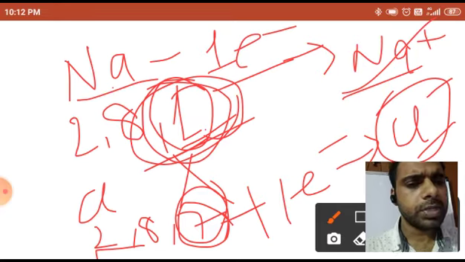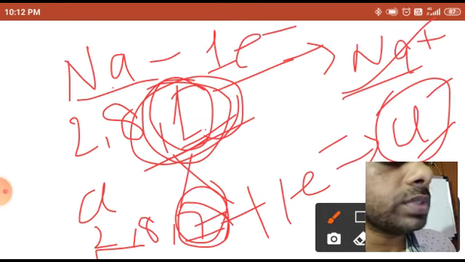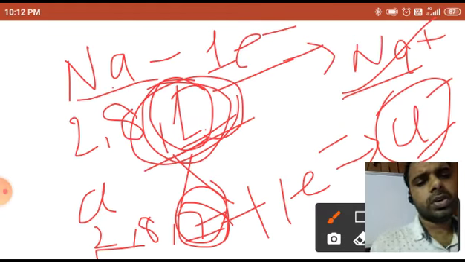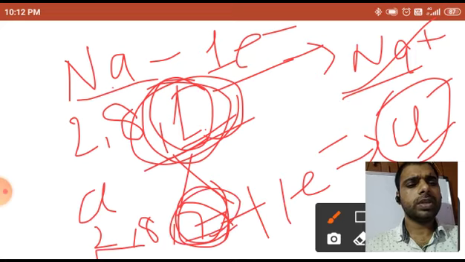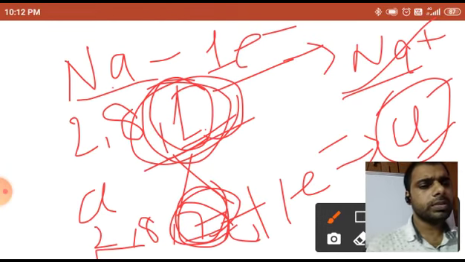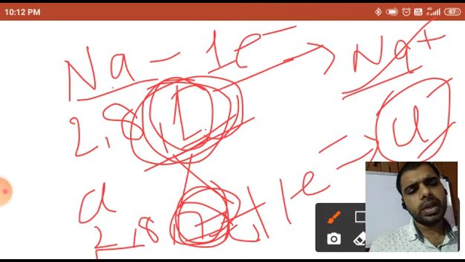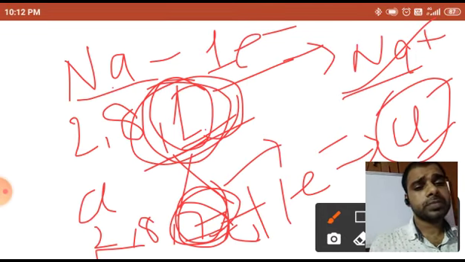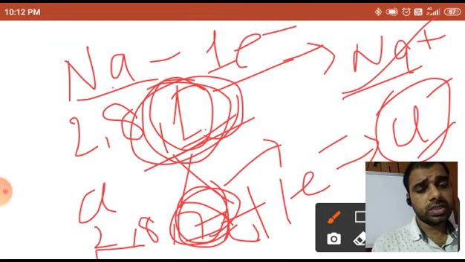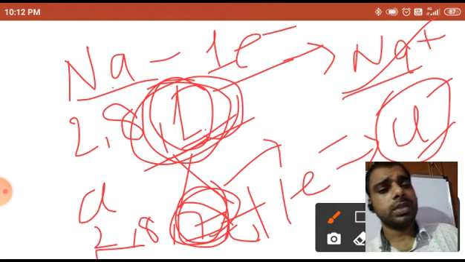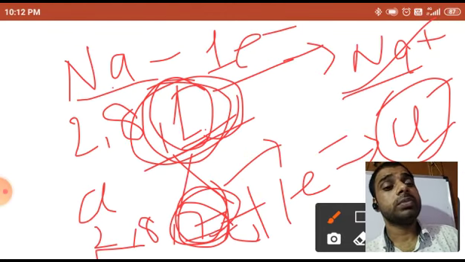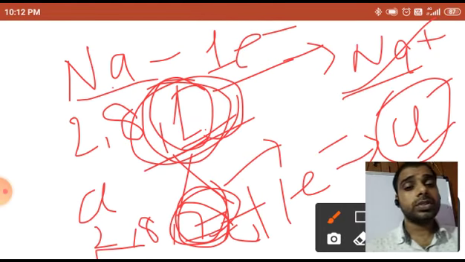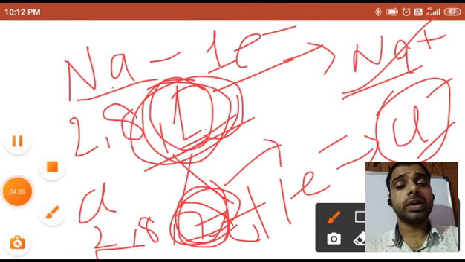Now you will ask me a question: sir, can it lose 7 electrons? It cannot lose them. Or if 7 electrons were lost by this chlorine, what would you write? Cl 7 positive, no problem, you can write anything. But who will gain this? That needs lots of energy, and it is not possible for any element to gain 7 electrons at a time. So that's why you have to understand this thing.